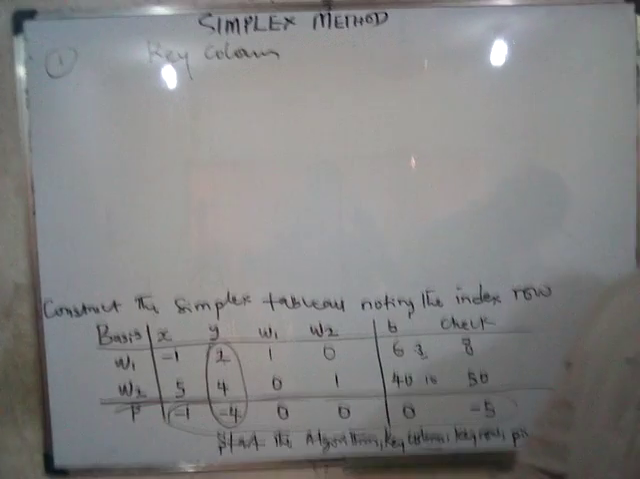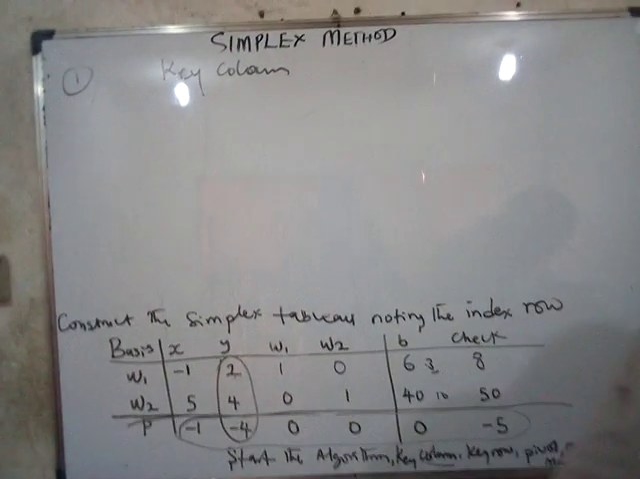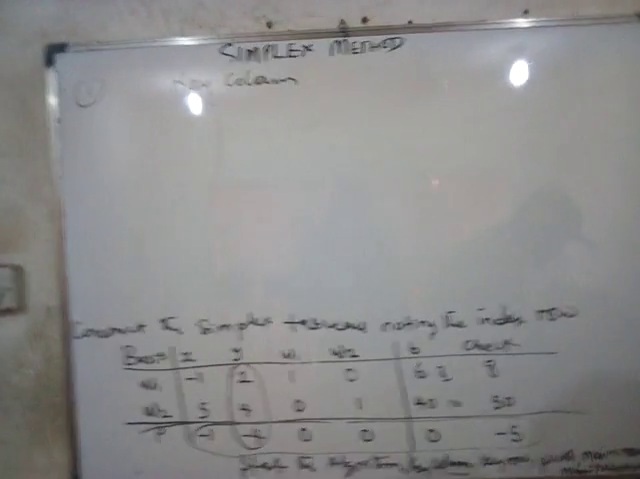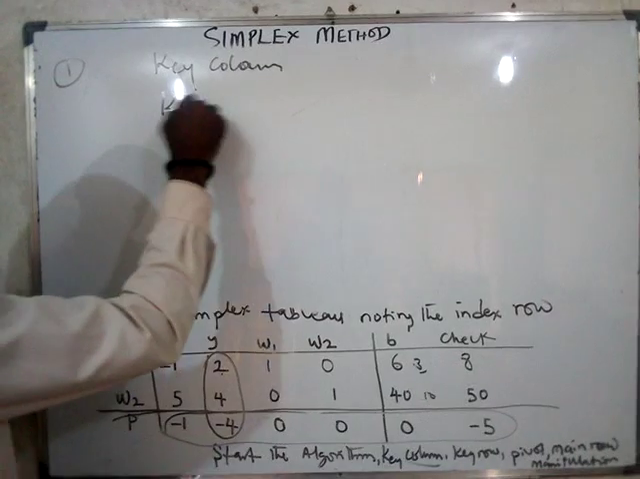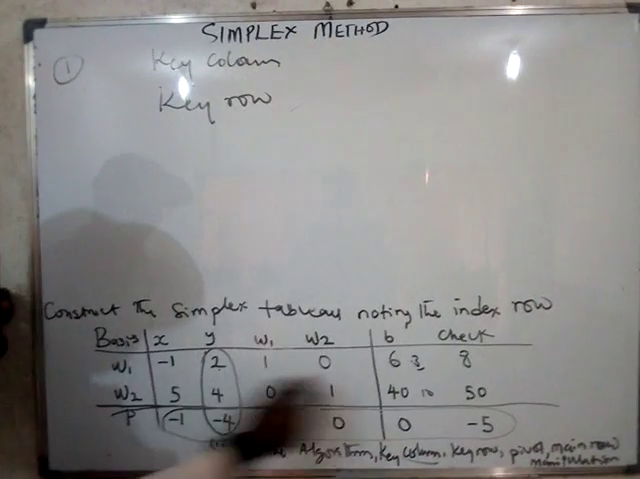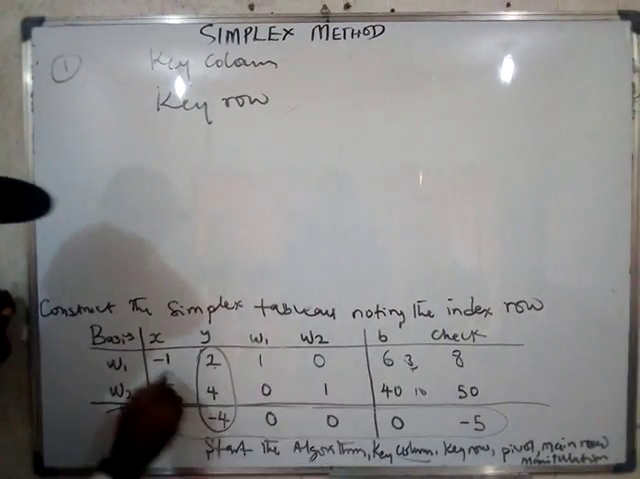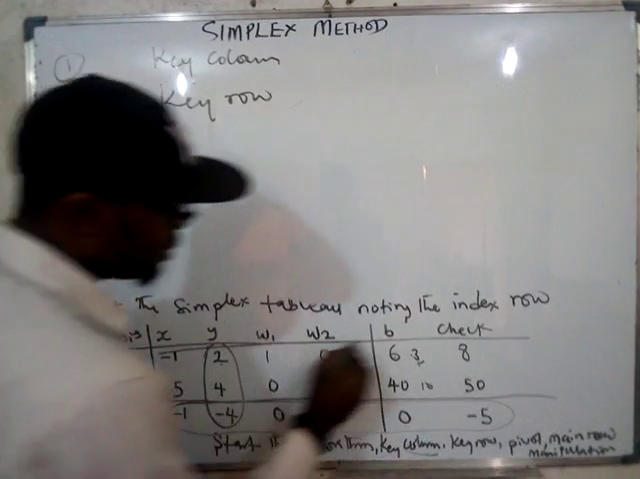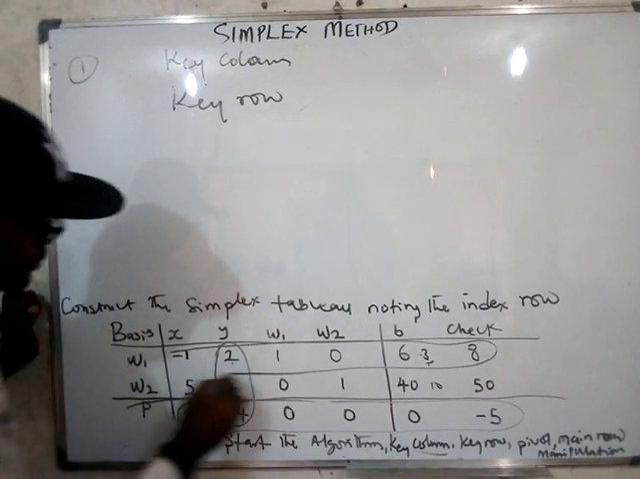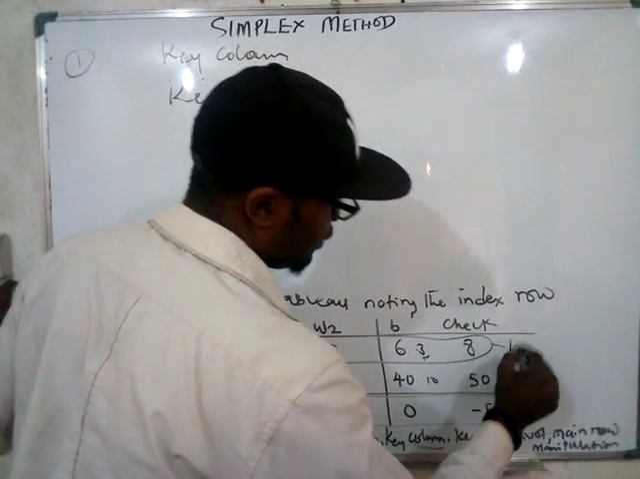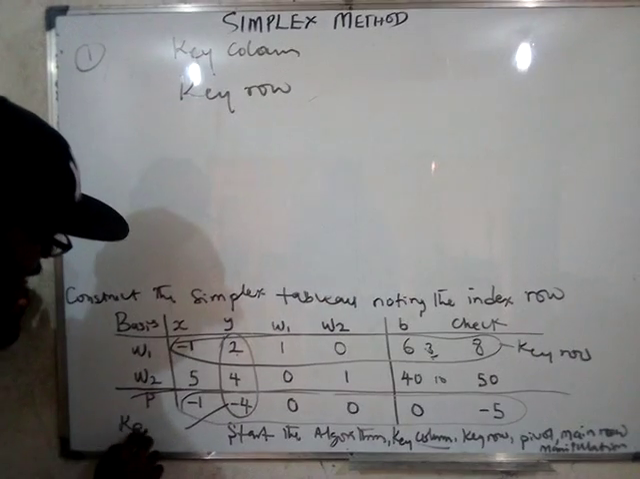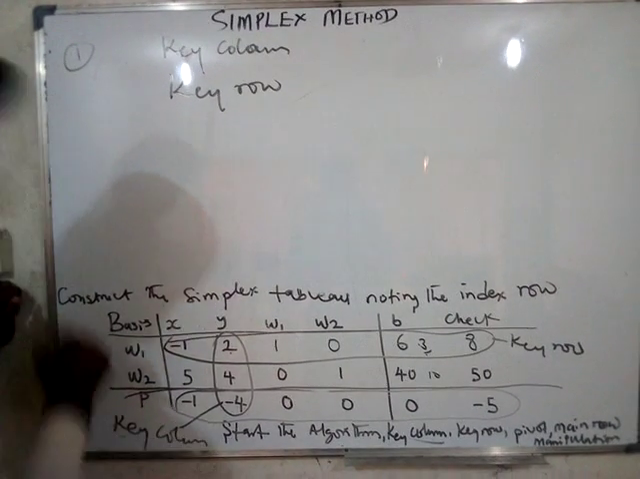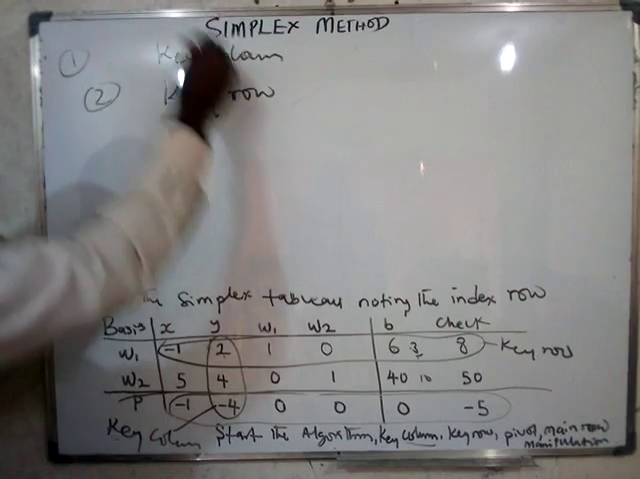So which one is the smaller value between this and this? The row with the smaller ratio is what we call the key row. So the key row, we've seen the key column. The next thing is what? Key row. After dividing, this is the smaller one. So mark this row. This row is the what? Key row. Whereas this one is the what? Key column. So that's the second thing in the steps.